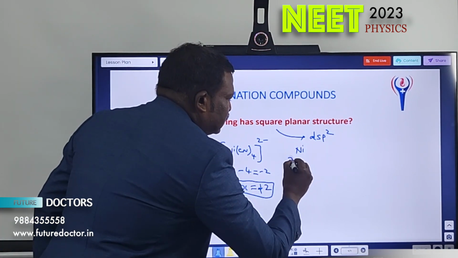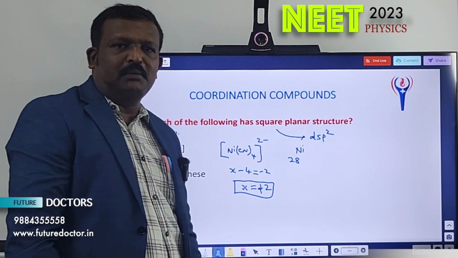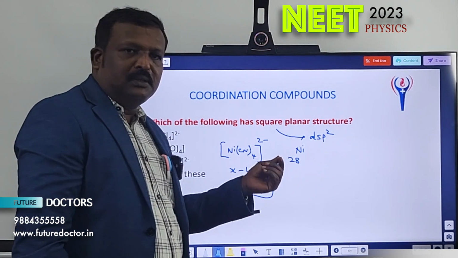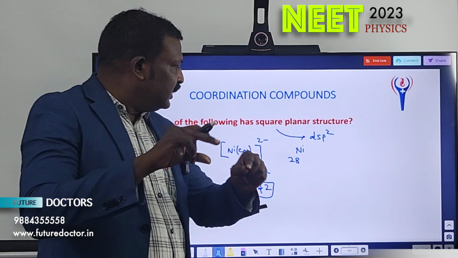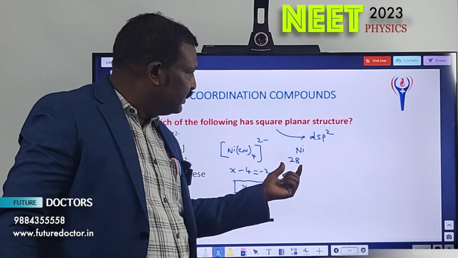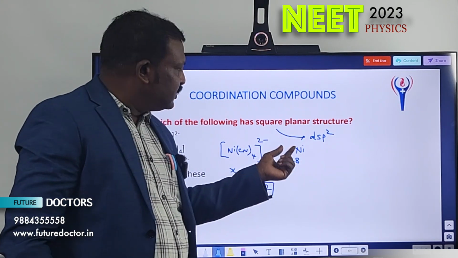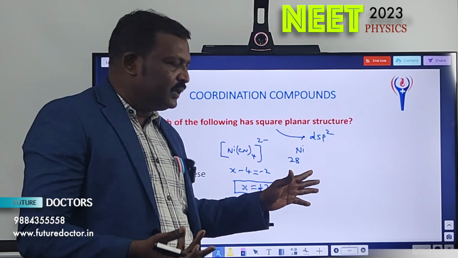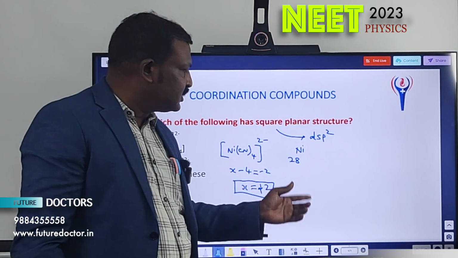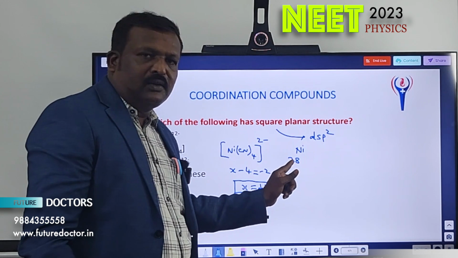Nickel's atomic number, you must remember. In the CBSE board examination they will give everything, but in the NEET examination they won't give. So just memorize the first transition series, all the atomic numbers. Then only you can solve these sums. Without the atomic number, you cannot find all this. Understood? So the atomic number for nickel is 28.